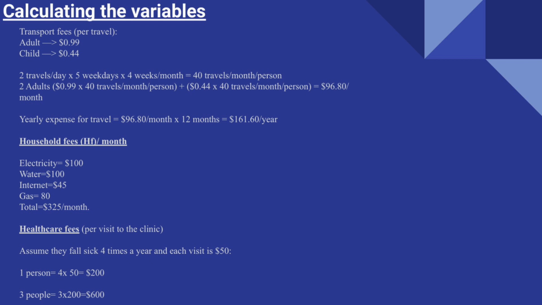Secondly, regarding our household fees, it comprises electricity, water, internet, and gas fees, which will accumulate to $325 a month. Thirdly, regarding healthcare fees, which is for every visit to the clinic, our group assumed that each member of the family will fall sick at least 4 times a year. Hence, the healthcare fees will add up to $600 a year.